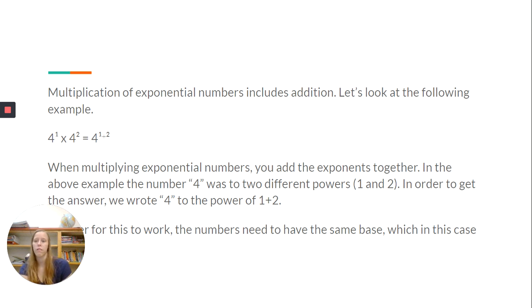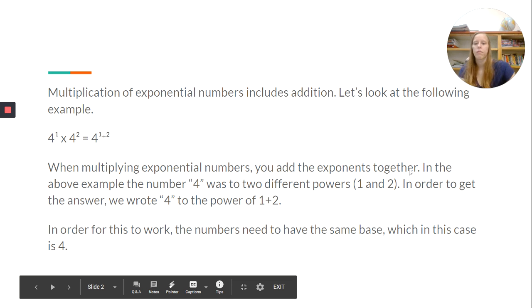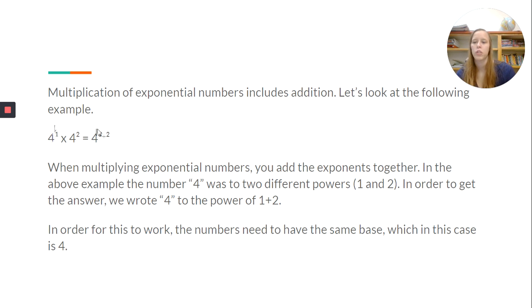So if we have 4 to the first power times 4 to the second power, really what we're doing is just rewriting that 4 because it's the same base, and then adding our two exponents. We have the exponents of 1 and 2, so we add them together, we get 3. They have the same base, so we can add them. So we get 1 plus 2 is 3, so we're going to have 4 to the third power.